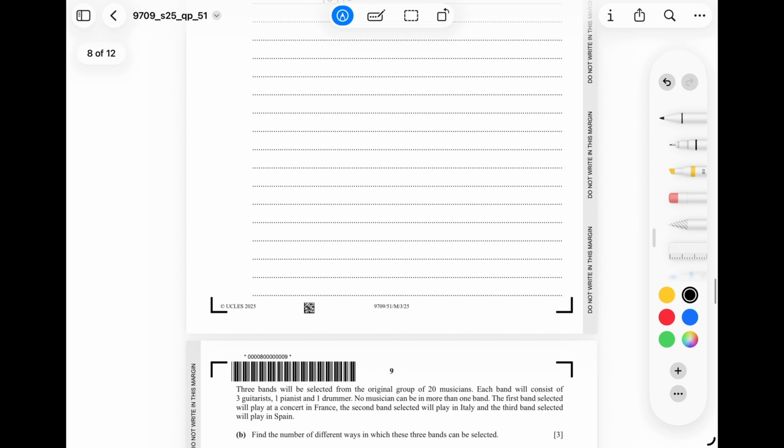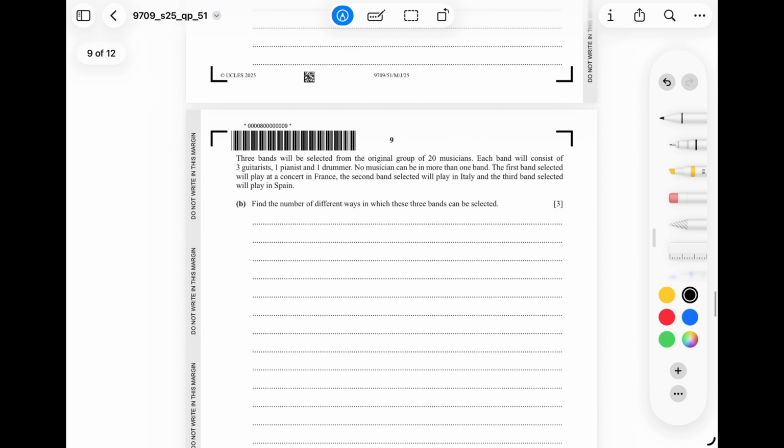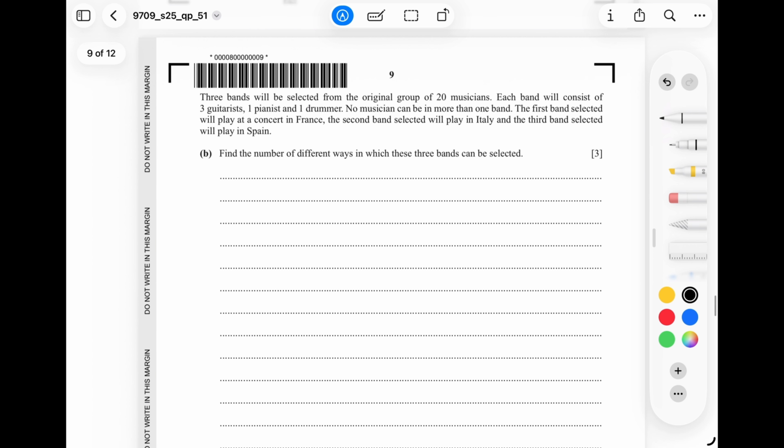Okay, so the next part. Three bands will be selected from the original group of 20 musicians. Each band will consist of 3 guitarists, 1 pianist, 1 drummer. No musician can be in more than one band. This is the most important line for this question. First band will play in Paris, in France. Second one in Italy. Third one in Spain. That's why no musician can be in more than one band, because maybe they're performing simultaneously, and they have to be in different places.